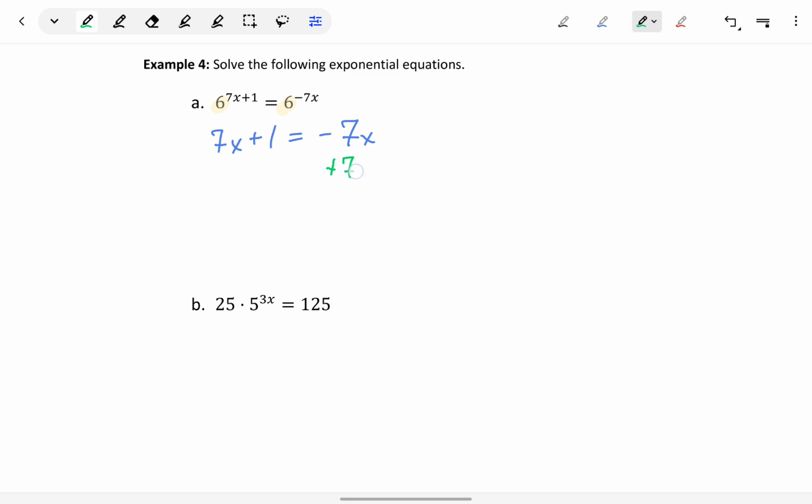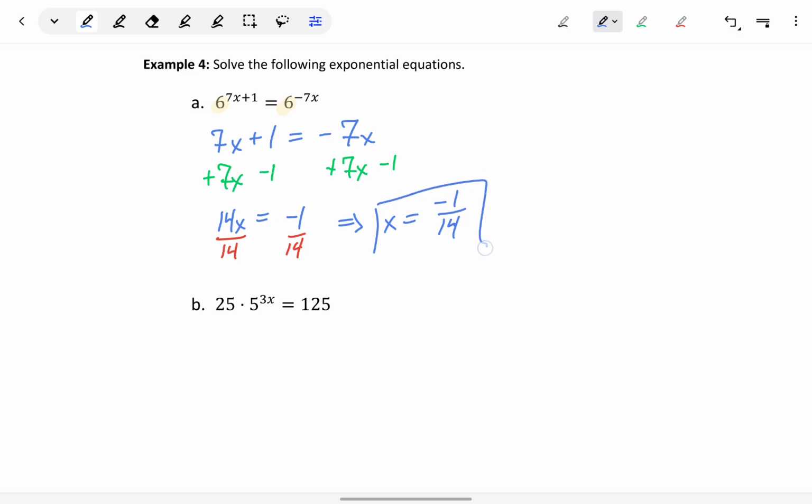To do that, we'll add 7x to both sides and subtract 1 from both sides. This will leave us with 14x is equal to negative 1. Then dividing both sides by 14 will leave us with x is equal to negative 1 over 14. So when x equals negative 1/14, then that original equation is true.